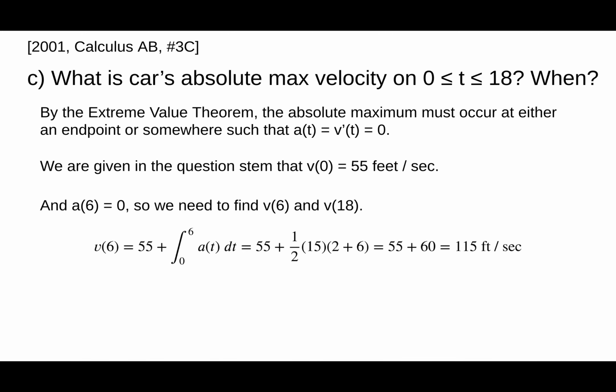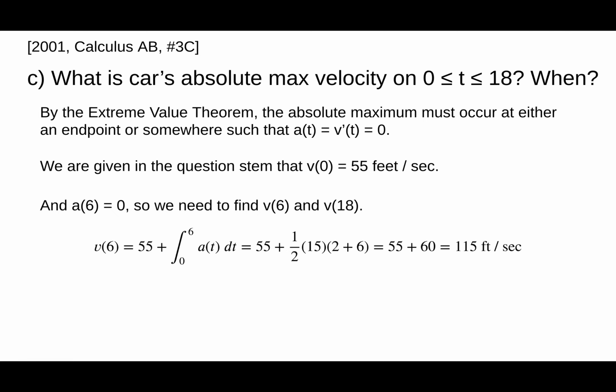So v of 6 we can find by using the fundamental theorem of calculus again. That would be 55 plus the integral from 0 to 6 of a of t dt. And that integral, because it's all line segments, we should be able to calculate by hand using rules for trapezoids and things like that. So 55 plus, taking into account the relative heights of the function, 1/2 times 15 times 2 plus 6 ends up being 115 feet per second.